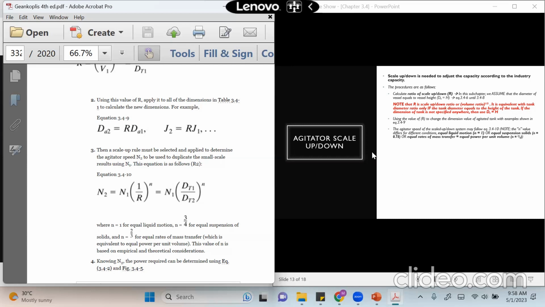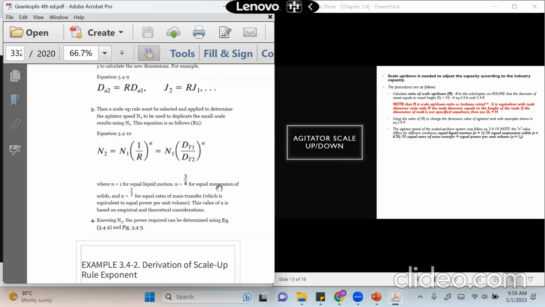Okay. Now, what is the value of the small n here? The value of n differs in different conditions. For equal liquid motion, the n value is 1. For equal suspension of solids, the n is 3/4. And for equal rate of mass transfer, or sometimes we call it equal power per unit volume, the n value is 2/3.